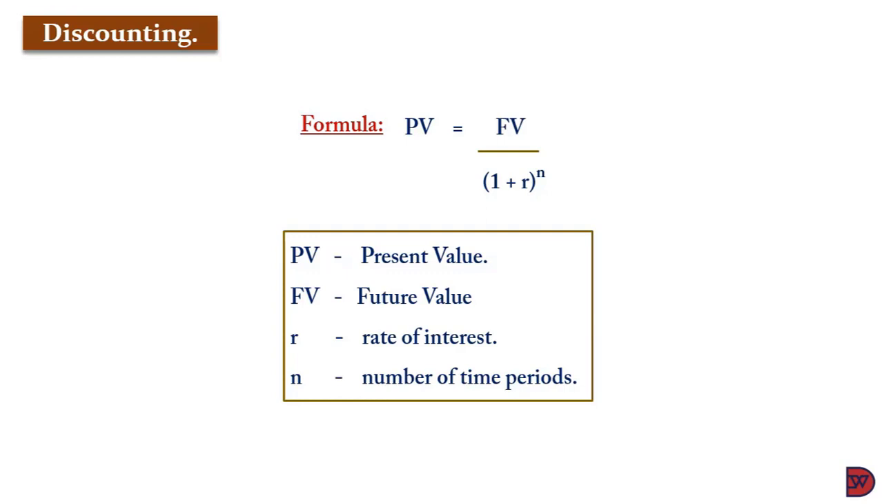If you want to know how much 50,000 in 5 years' time will value today, the number of periods will be 5 if it has been compounded annually. If it's been compounded semi-annually, it will be 10. So let's test our understanding.